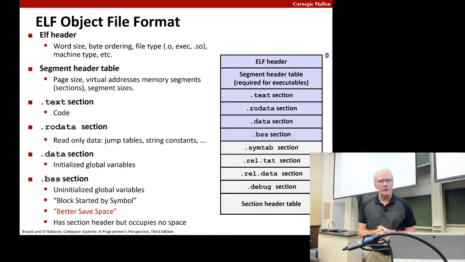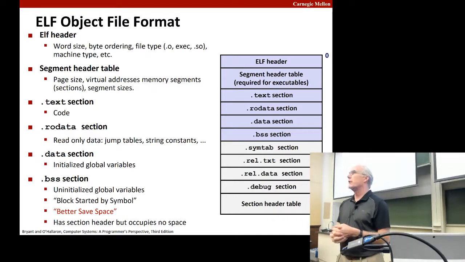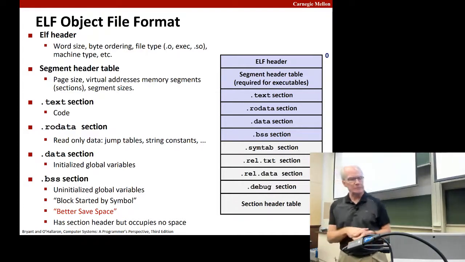Some other ones that are useful to know about: there's general information in the header, like what class of machine it is, what the endianness of this program is, and so forth. The .text section is the executable code. The .rodata is for data that's read-only but globally declared, and that will typically include things like string constants. Your printf format strings will end up in this .rodata.